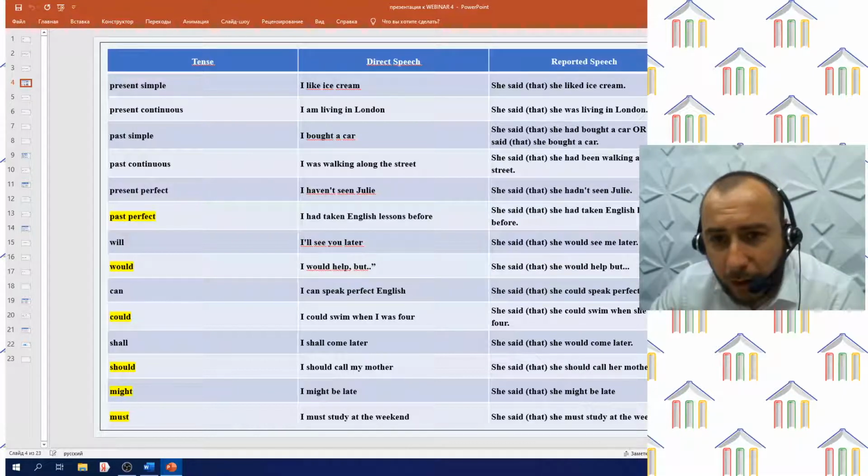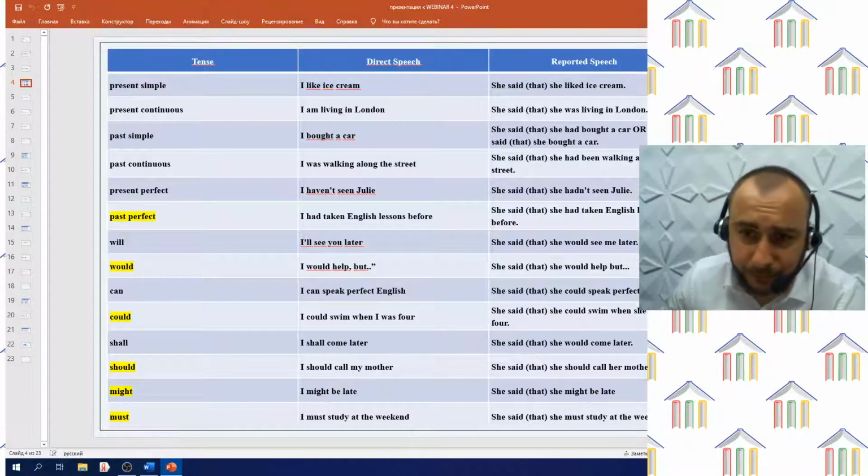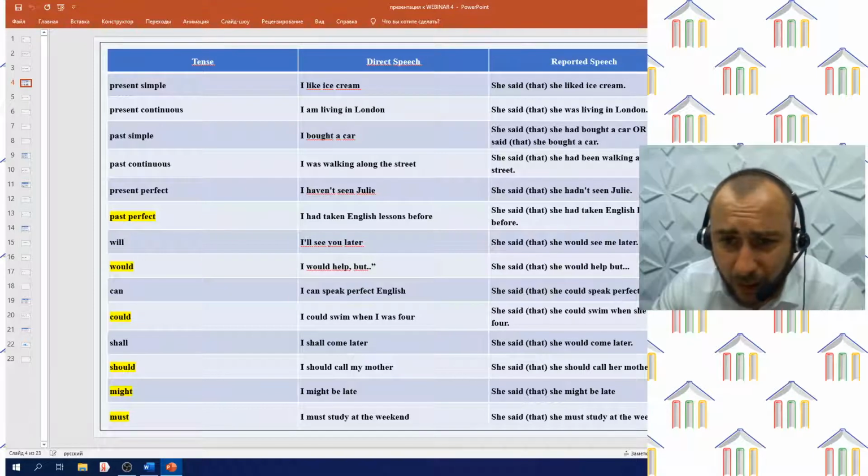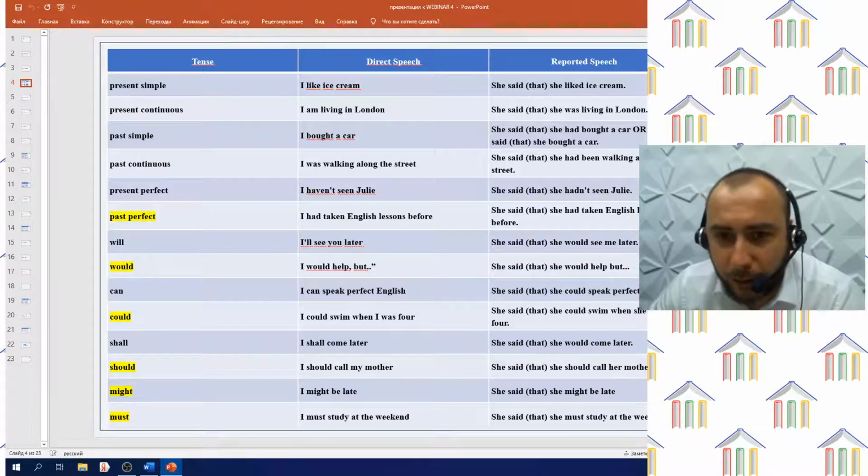Past continuous. I was walking along the street. She said she had been walking along the street. From past continuous to past perfect continuous. Present perfect. I haven't seen Julie. She said she hadn't seen Julie. Present perfect in direct speech to past perfect in reported speech. Past perfect. I had taken English lessons before. She said she had taken English lessons before.